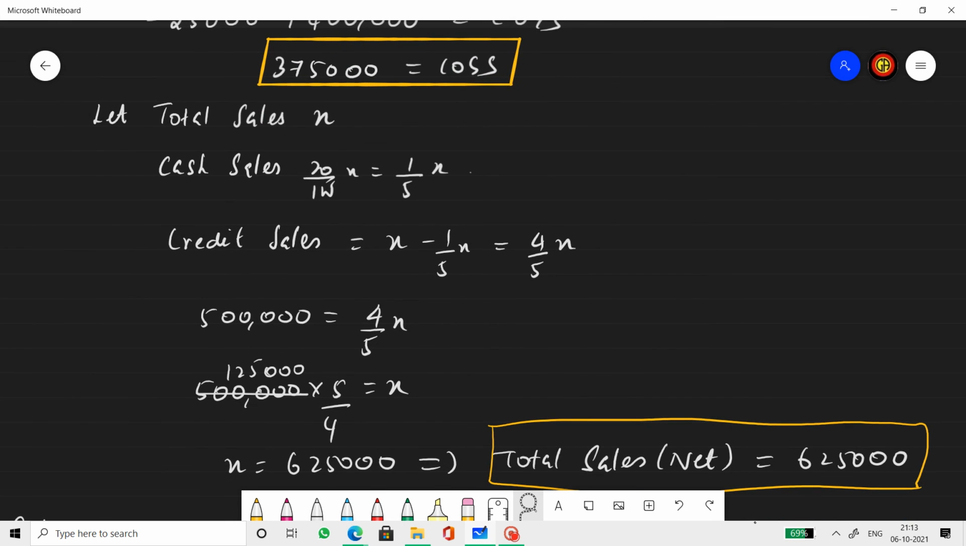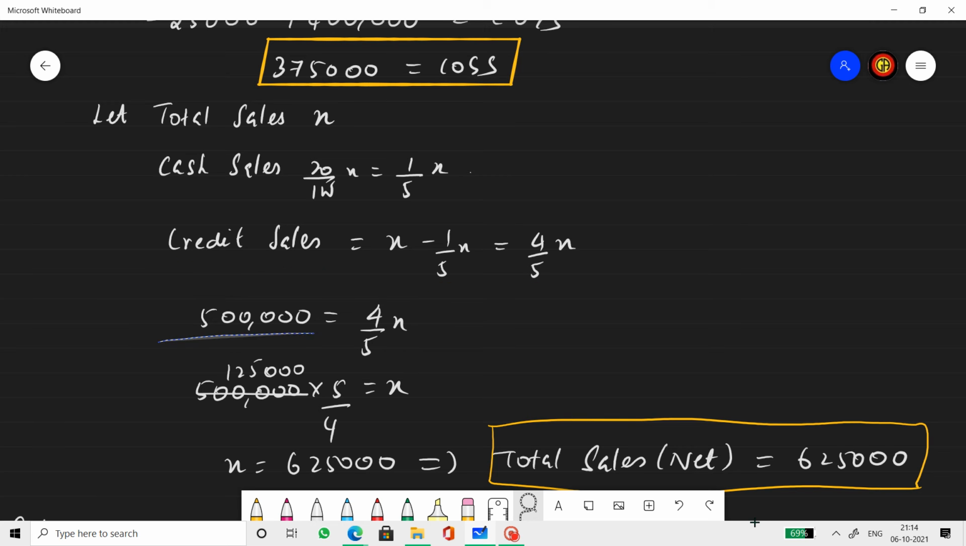Now, it is also said in the question that cash sales is 20% of total sales. So let us consider total sales as X. So cash sales will be 20 by 100 of X, which is 1/5 of X. So if cash sales is 1/5 of X and total sales is X, credit sales will be total sales minus cash sales. So X minus 1 by 5X, which is 4 by 5X.